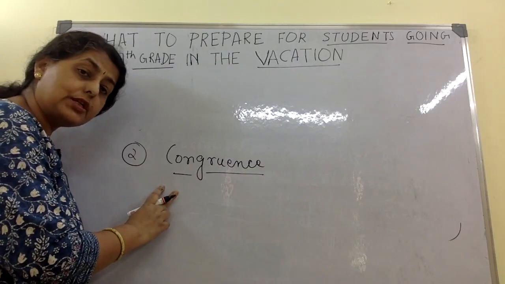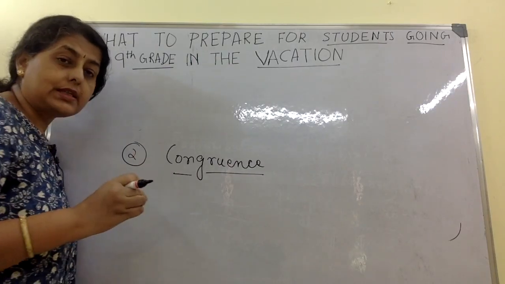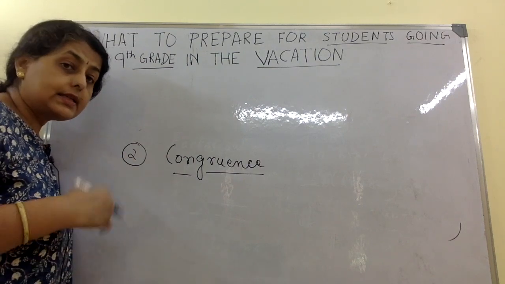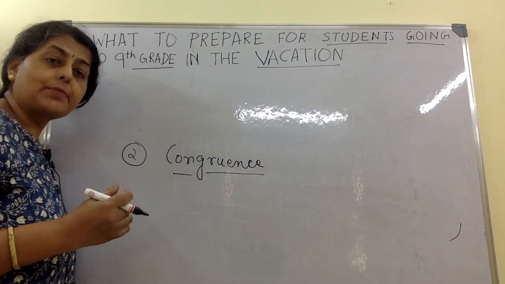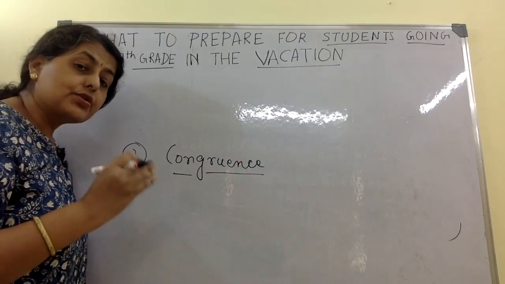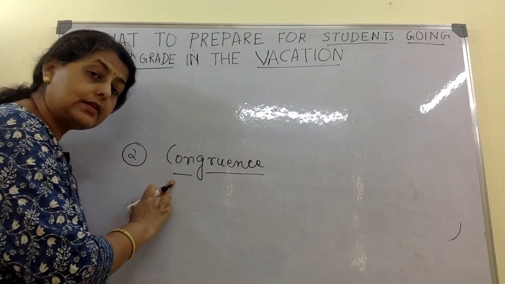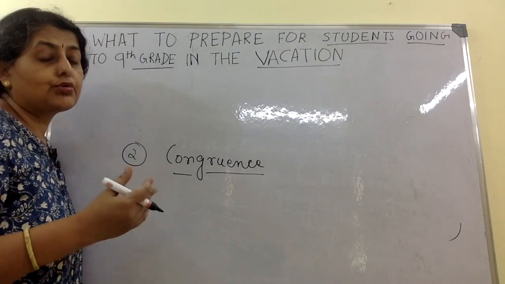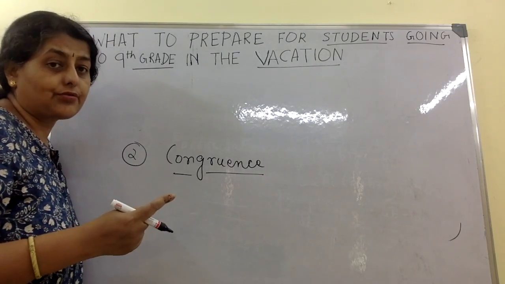Now this is a very important chapter, because when you go to 10th you will see lots of geometry based on this. You can't avoid it. And in 10th standard there is something new coming up, called similarity. If you don't have a very clear idea about this, when you go to 10th standard with similarity, you keep confusing similarity and congruence.